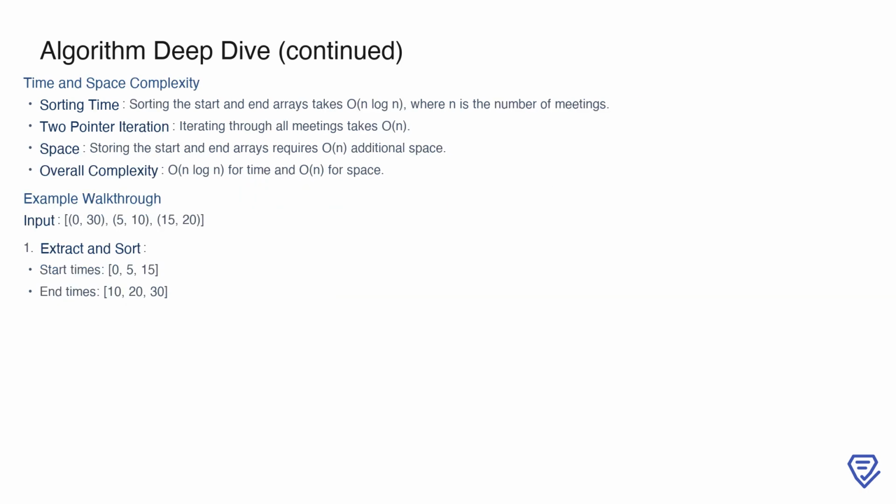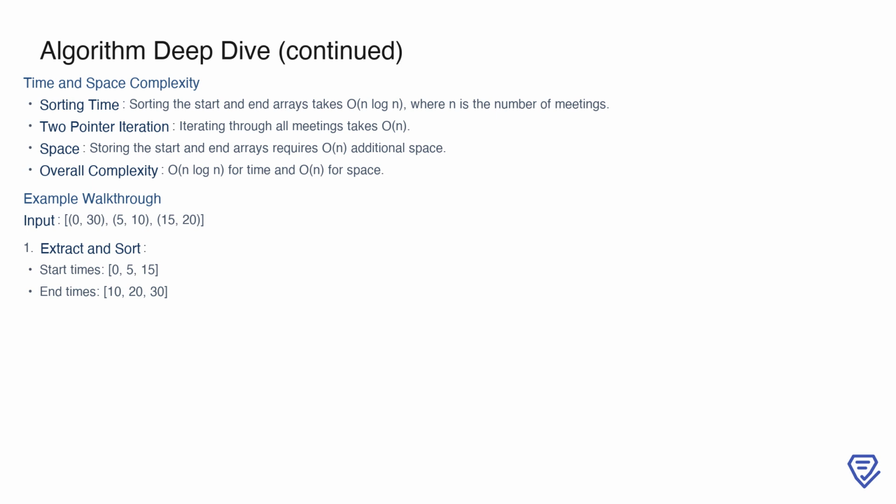Let's analyze the time and space complexity of our approach. Sorting the start and end arrays is the most computationally expensive step, taking n log n time, where n is the number of meetings. Once sorted, the two-pointer iteration only requires a single pass through the start and end arrays, which takes n time. For space complexity, we need n space to store the start and end arrays. Therefore, the overall time complexity of the algorithm is n log n, and the space complexity is n.